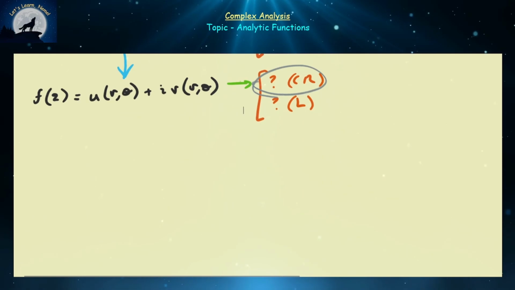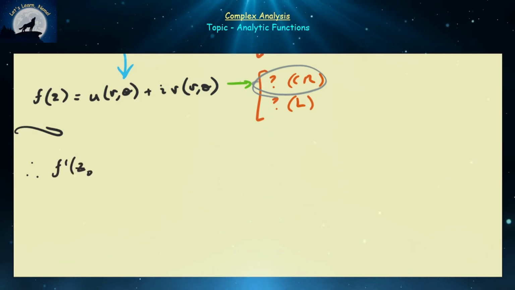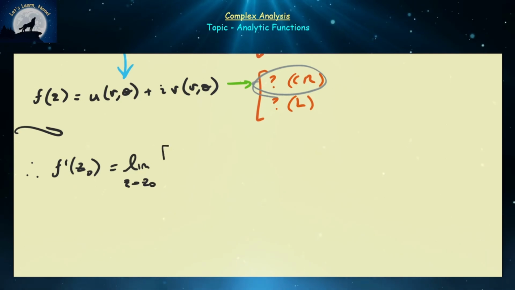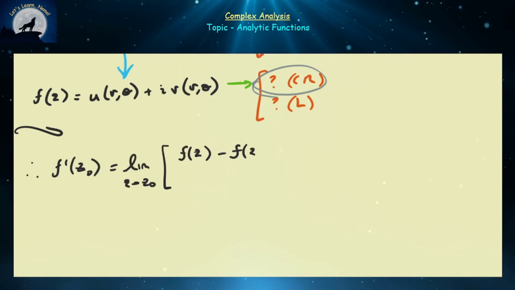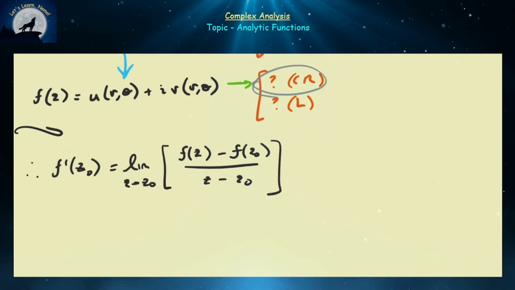All right, so once we have our function f of z in this u plus iv form, then how do we find the derivative at a particular point? So I'm going to use the average rate of change perspective because I think it's a little bit easier to derive with. So that's going to be equal to the limit as z approaches z naught of f of z minus f of z naught all over z minus z naught.